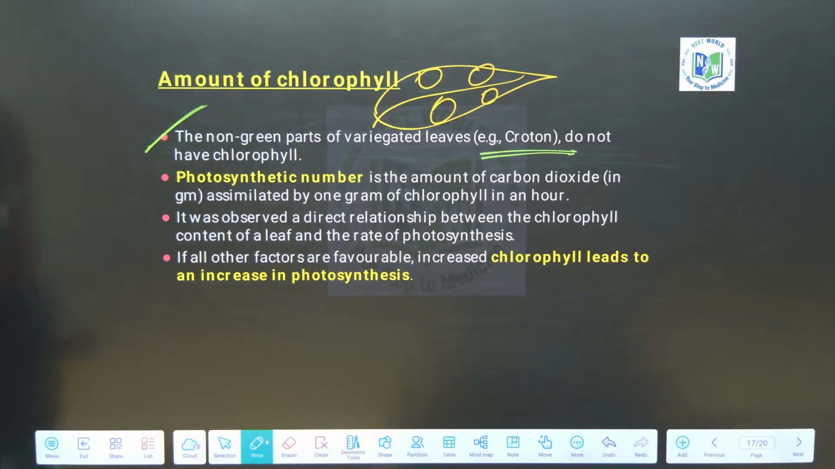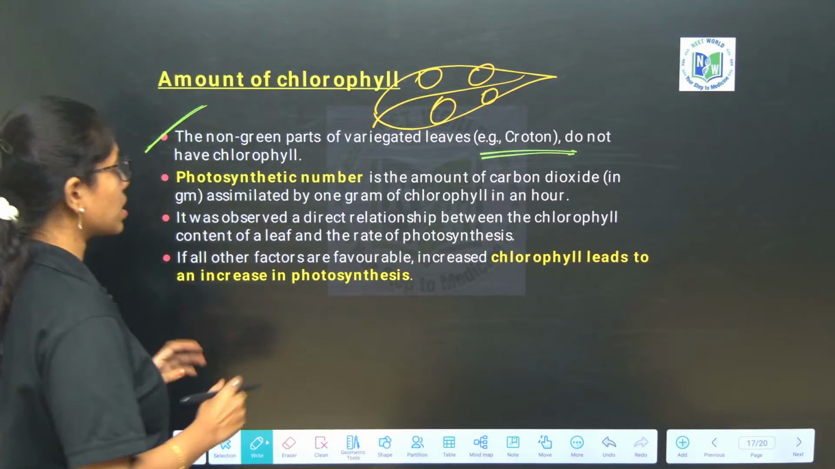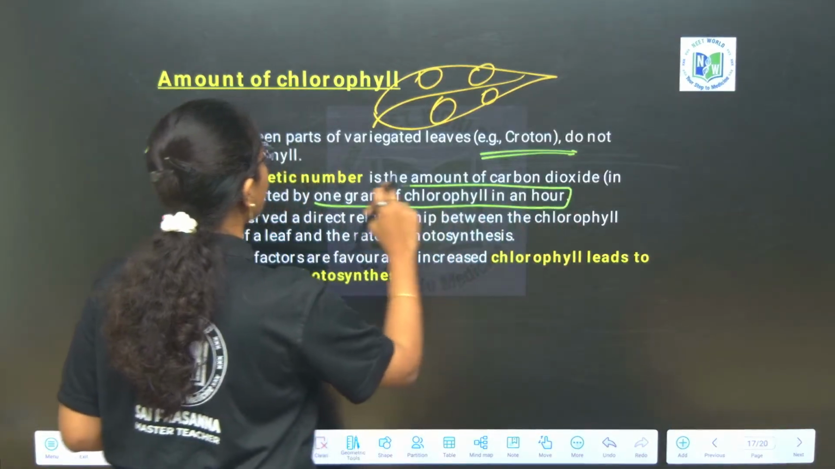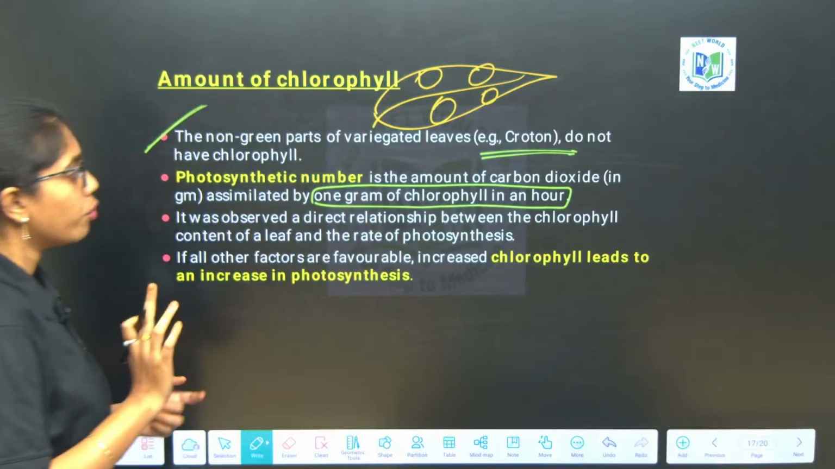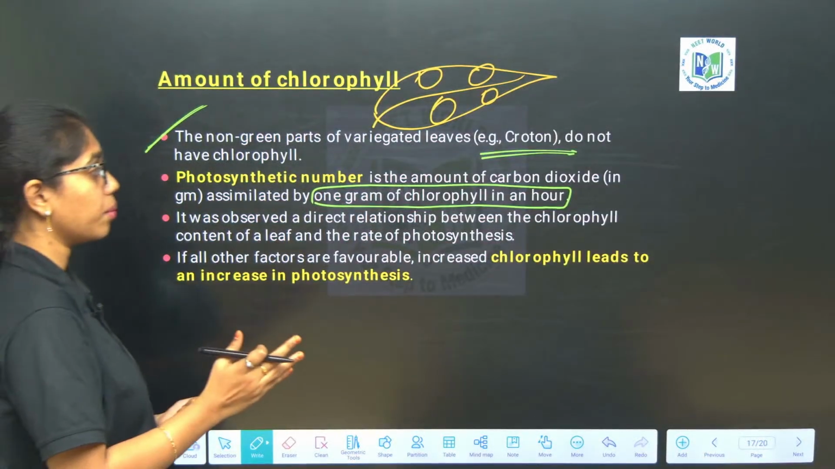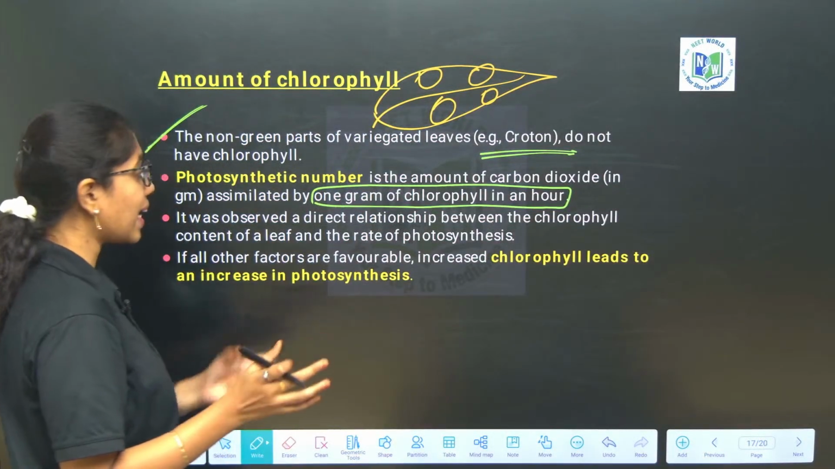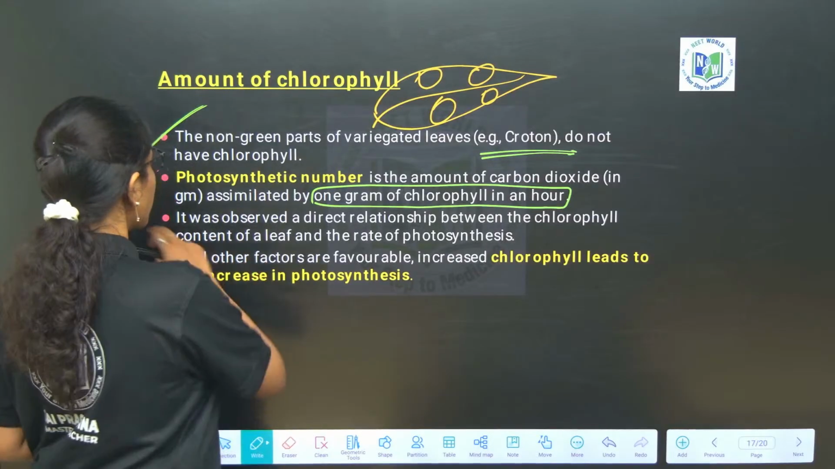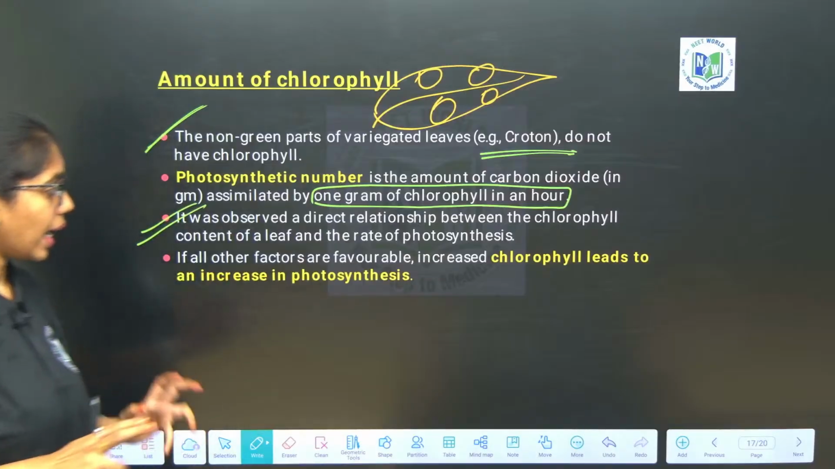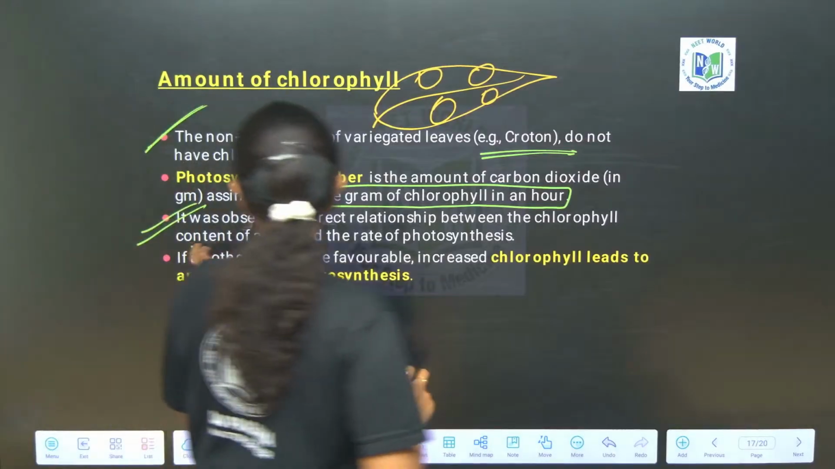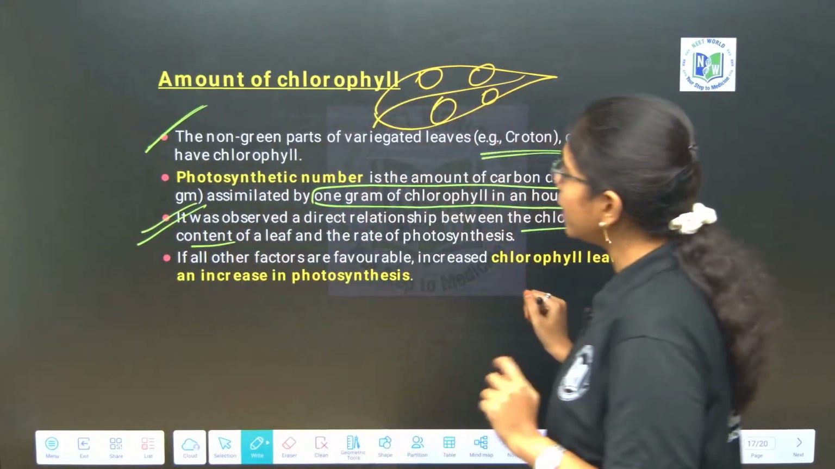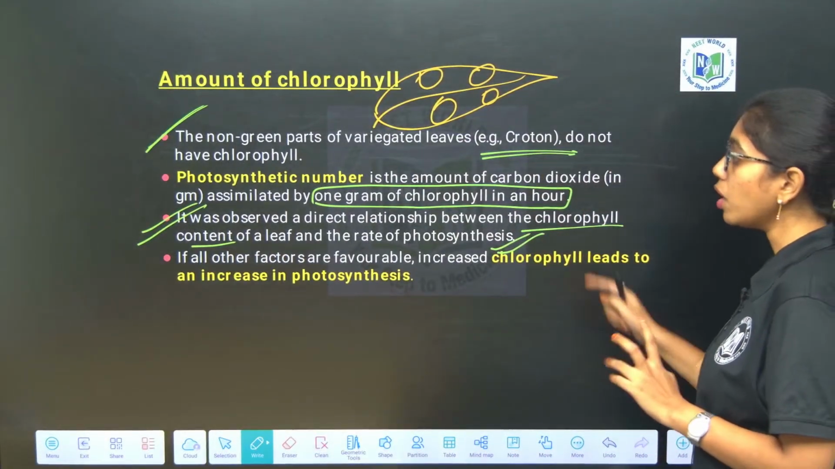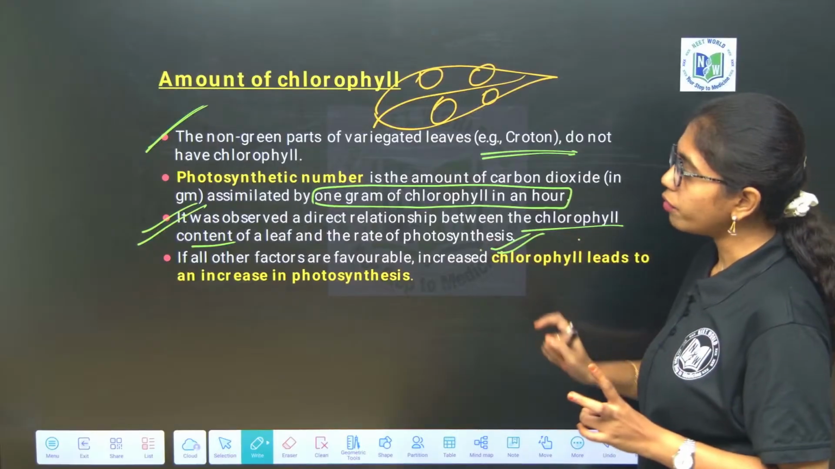Photosynthetic number is the amount of carbon dioxide assimilated by 1 gram of chlorophyll in an hour. Remember that. Photosynthetic number is nothing but amount of carbon dioxide assimilated by 1 gram of chlorophyll in 1 hour. It was observed that there is a direct relationship between chlorophyll content of the leaf and the rate of photosynthesis. There is a direct relationship between what? Chlorophyll content and rate of photosynthesis.